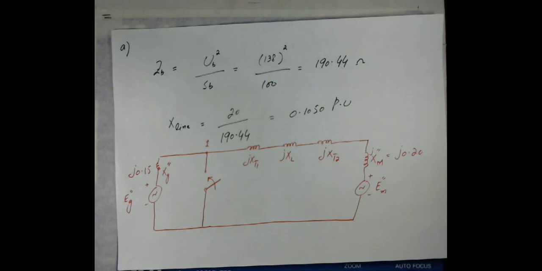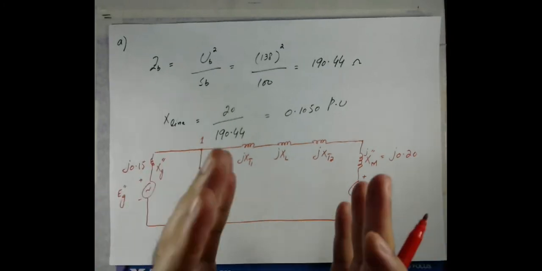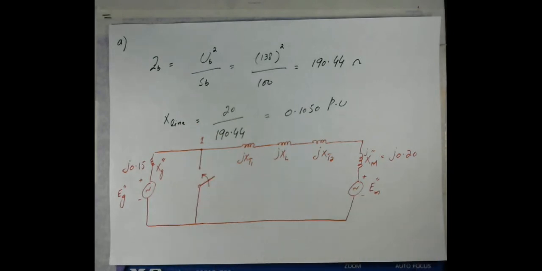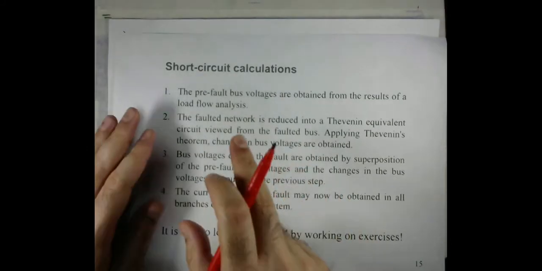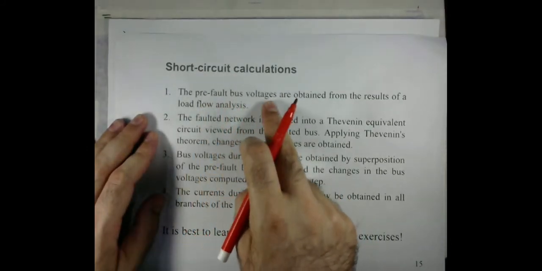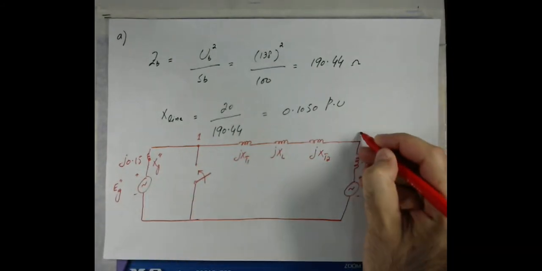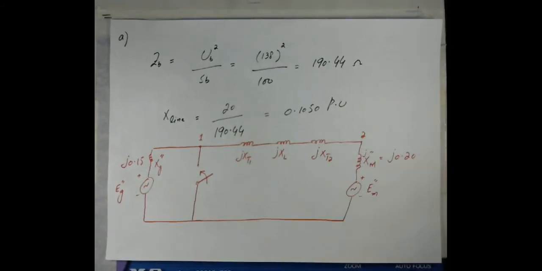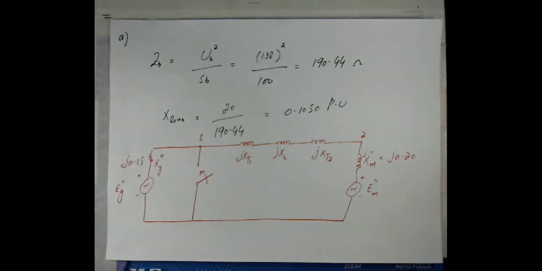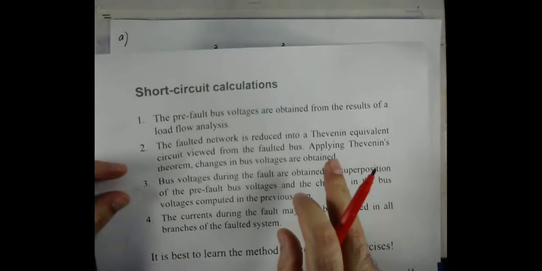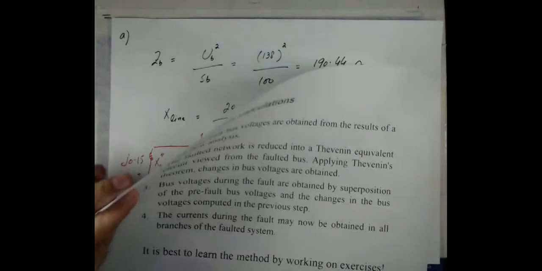For solving these types of networks when a balanced type of fault occurs, if one looks at the steps again, the first step was to calculate the pre-fault bus voltages, meaning that at these two buses, this is bus number 1 and that is bus number 2, we need to calculate the pre-fault voltage. That will be calculated using the load flow analysis.